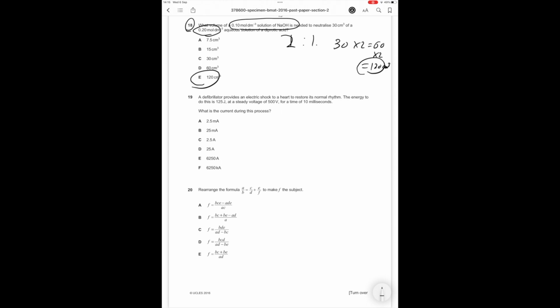Instead of actually doing the calculations, I've done this by proportion. We need 2 moles of our alkali to neutralize the diprotic acid, so we need double the volume. And also the alkali is half as concentrated, so again, we need double the volume. So by proportion, the answer is going to be 4 times 30, which is 120 centimeters cubed.